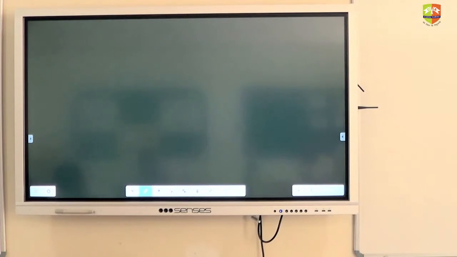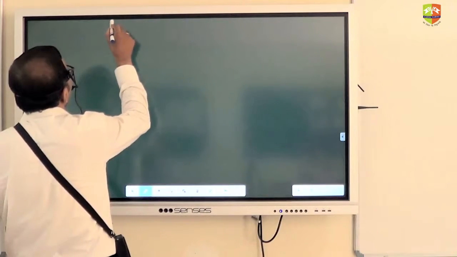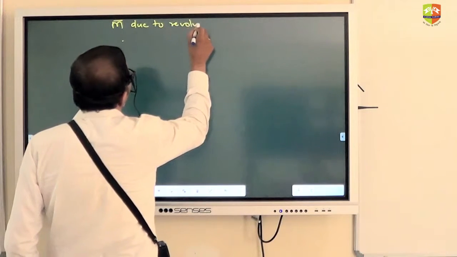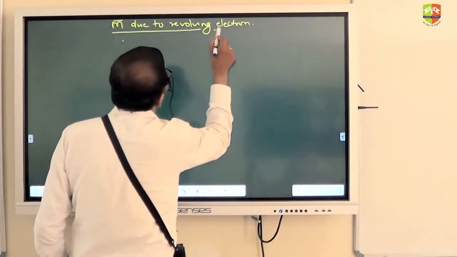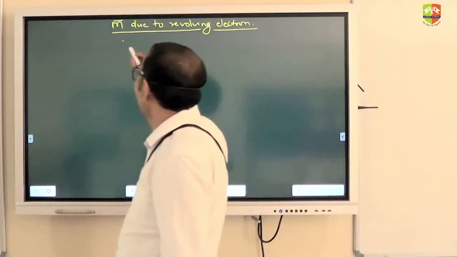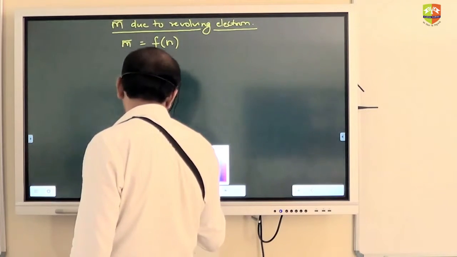Magnetic dipole moment of a revolving electron. I want you to find out the magnetic dipole moment in terms of the quantum number n, the principal quantum number. What is the magnetic dipole moment as a function of n only? There can be constants.